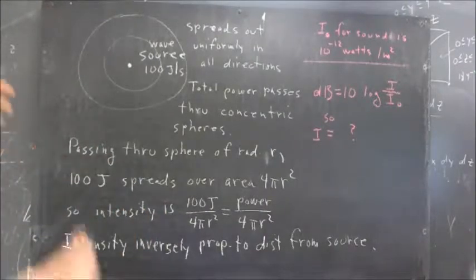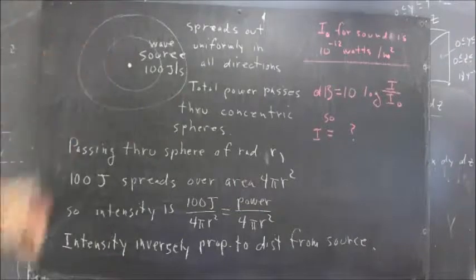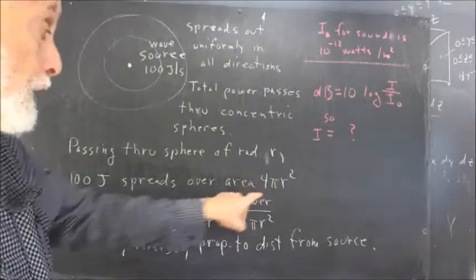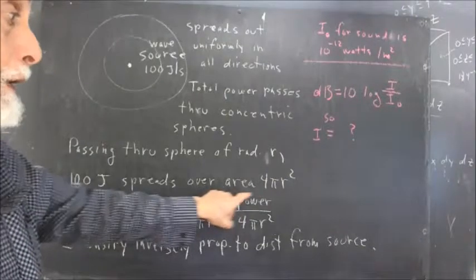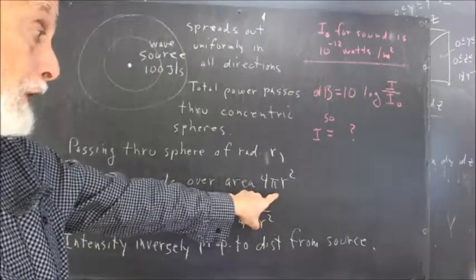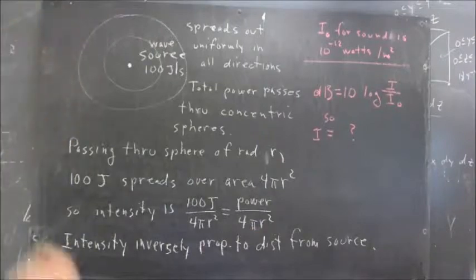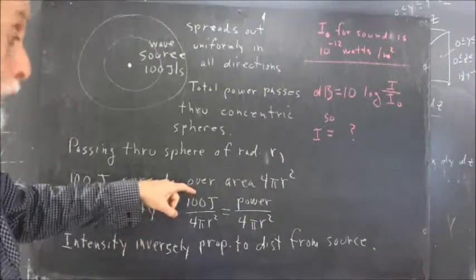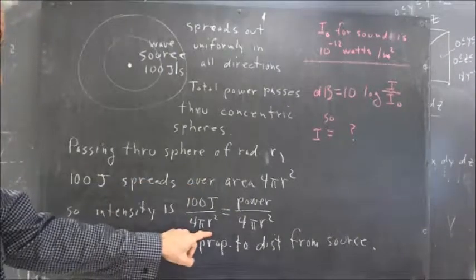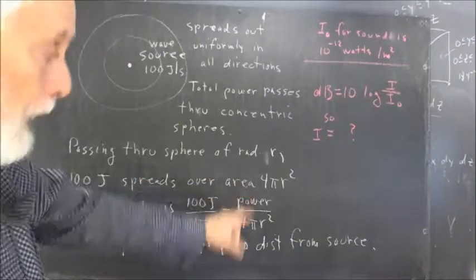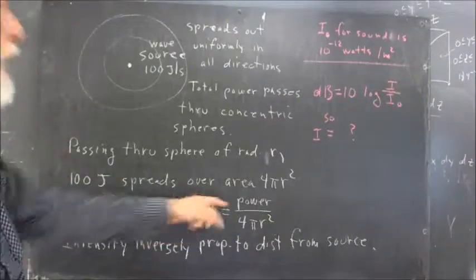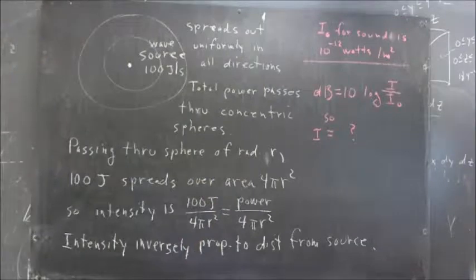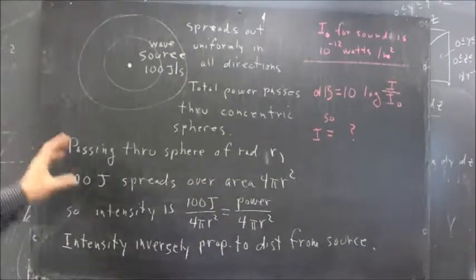That 100 watts is going to be spread over the surface of the sphere. So the 100 joules spread over the surface of a sphere, well, the surface area of a sphere is 4 pi r squared. The intensity, therefore, is 100 joules over 4 pi r squared, or in general, we could say just the power over 4 pi r squared, because we could have different power sources. It's not always 100 joules. So that's how we define intensity.